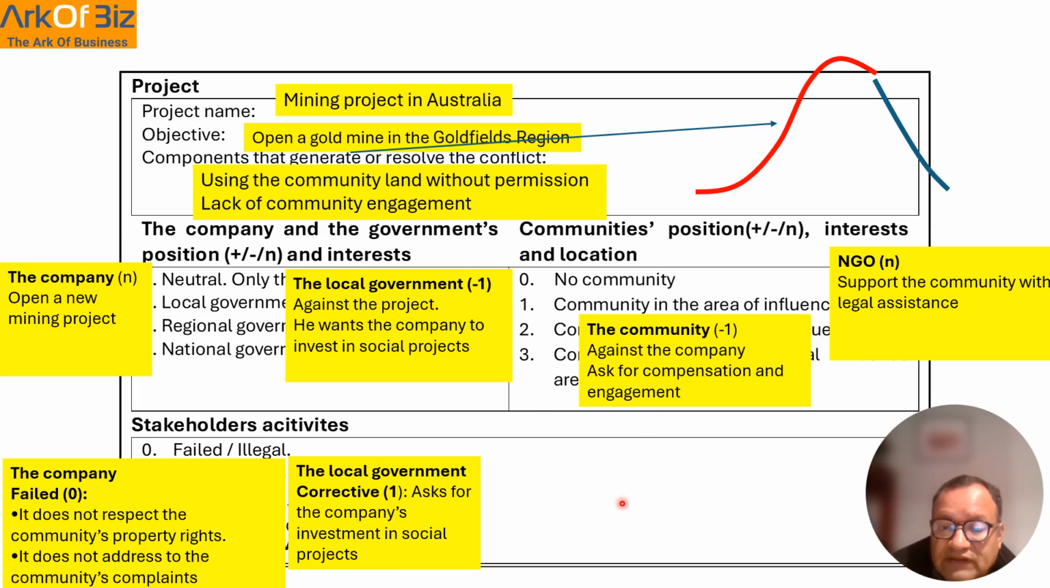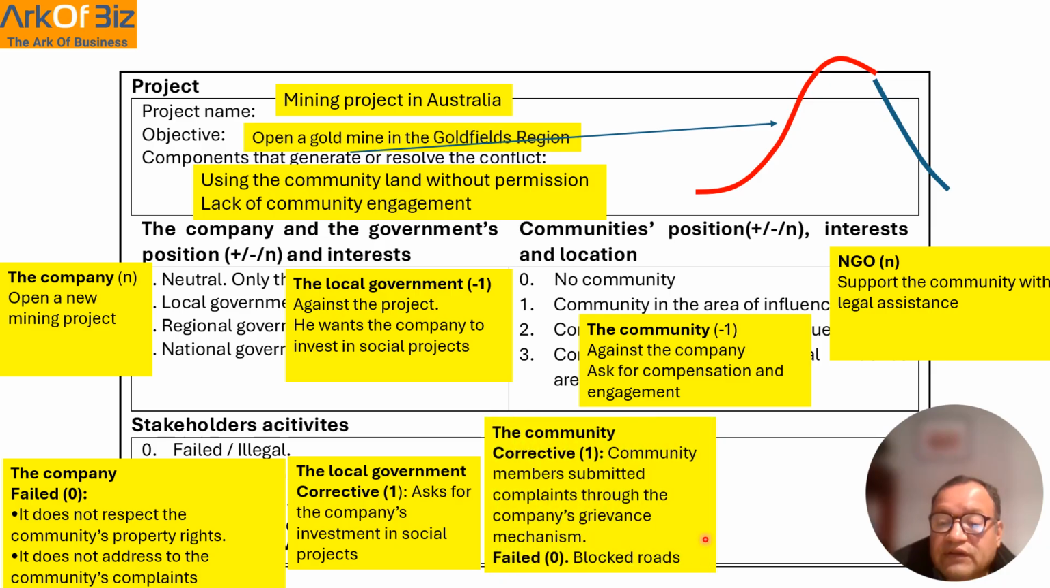Let's go to the community's activity. What were the community's activities? Firstly, the community performs a corrective activity when the community members submitted complaints through the company's grievance mechanism. It was a corrective activity and it has a value of 1. However, the company ignores the complaints and the community members group and block roads. This is a failed activity or illegal activity, and it has a value of 0.